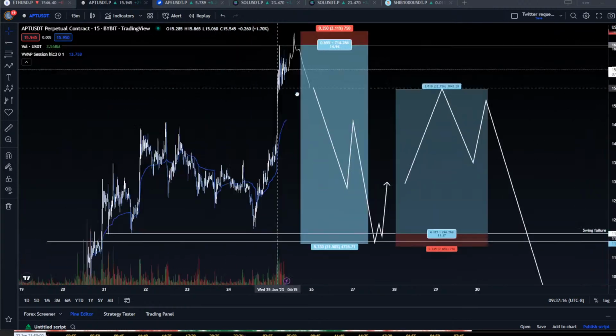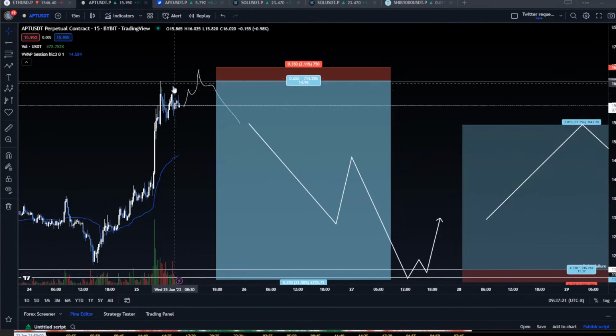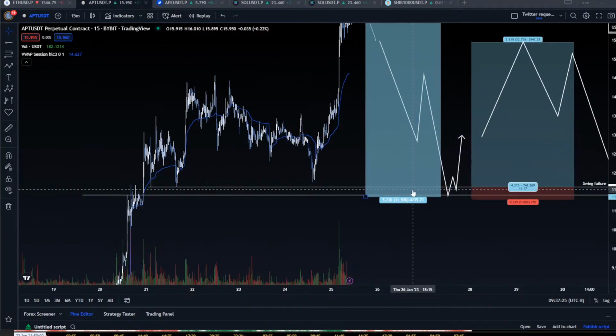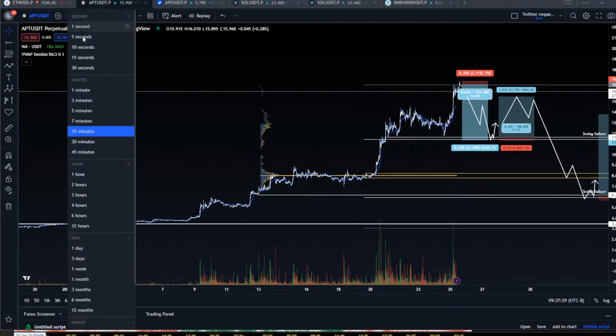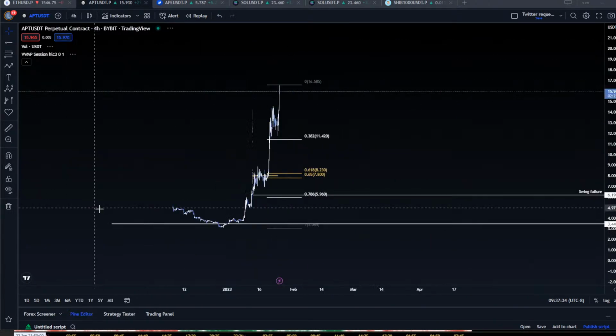I certainly wouldn't personally be interested in looking for longs up here. I might try a short if we swept these highs, and longs down here. Just want to look at, let me just go to the 4-hour chart actually.